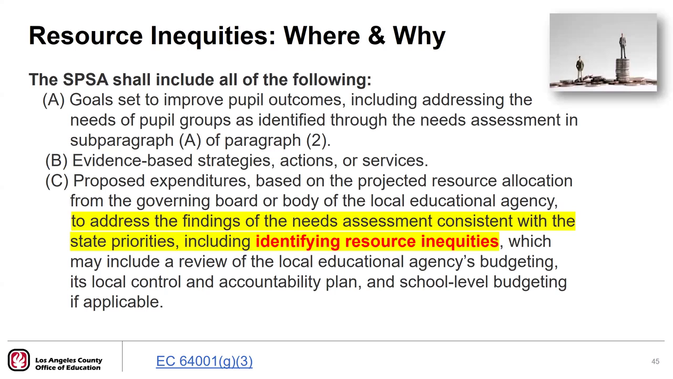Education Code 64001 tells us that every SPSA shall include proposed expenditures based on projected resource allocation. One crucial part of the SPSA is to address the findings from the Comprehensive Needs Assessment, again, as Rachel just shared, including identifying resource inequities. In other words, schools need to figure out if some students aren't getting the same resources or opportunities as others, and addressing resource inequities is paramount as it serves to guarantee that each student is afforded an equitable opportunity to attain high-quality education.